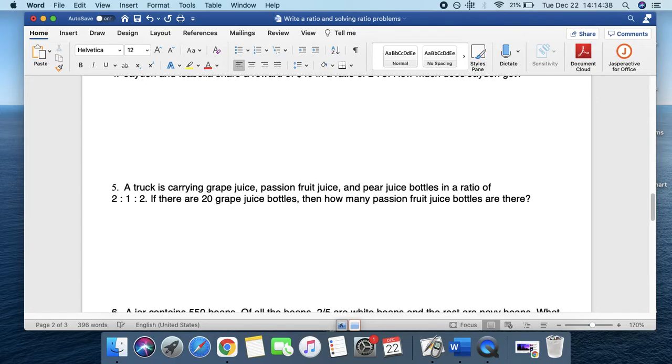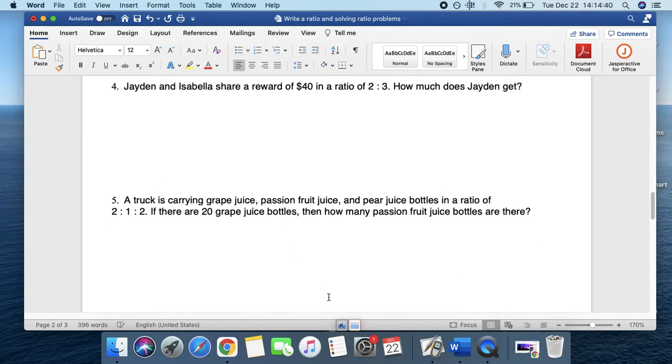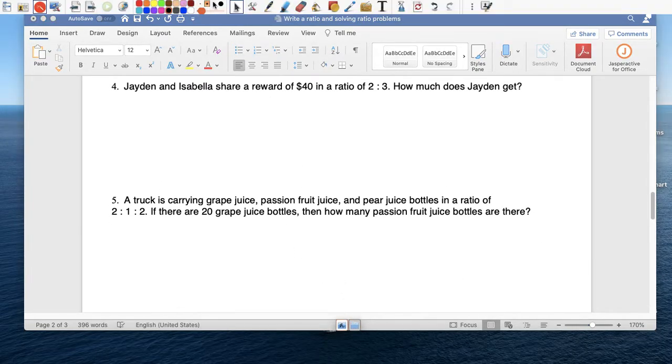Let me just split that up. Let's do question 4. Question 4 says Jaden and Isabella share a reward of $40. The ratio is 2 to 3. So Jaden gets $2, Isabella gets 3. 2 for me, 3 for you. What happens when they have $40? So let's find out.